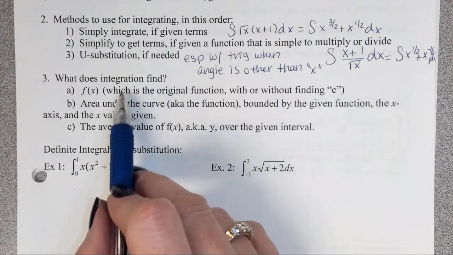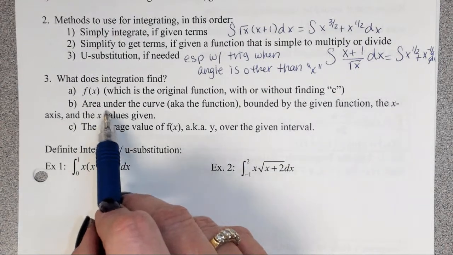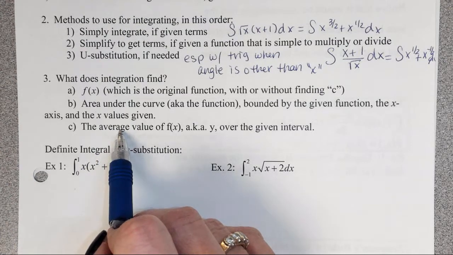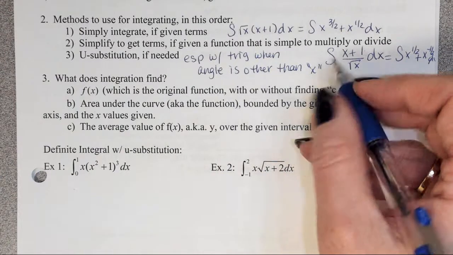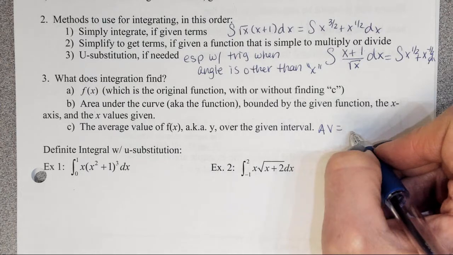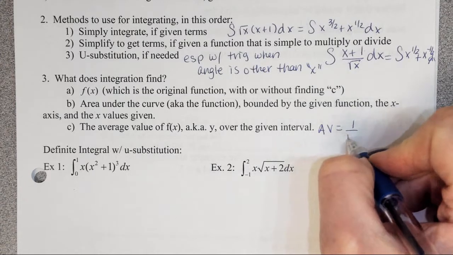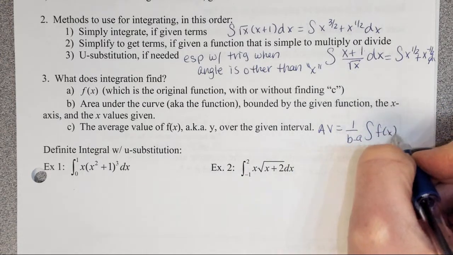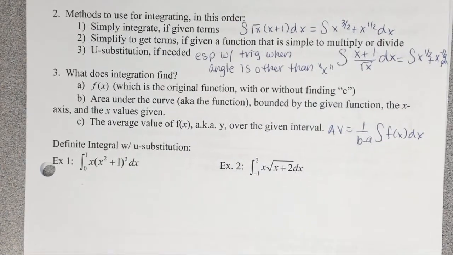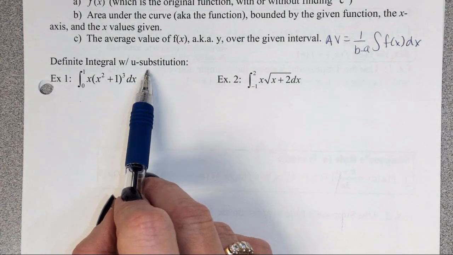What does integration find again? Well, it finds the original function. Once again, it finds the area under the curve. It can also find the average value, meaning the average y value. That was on our last quiz. That formula for average value, it's just the integral, but what do we put in front? Somebody remember? 1 over b minus a times the integral of the function, that will tell us the average y value. All right. For right now, though, we're worried about this definite integral with a u substitution.